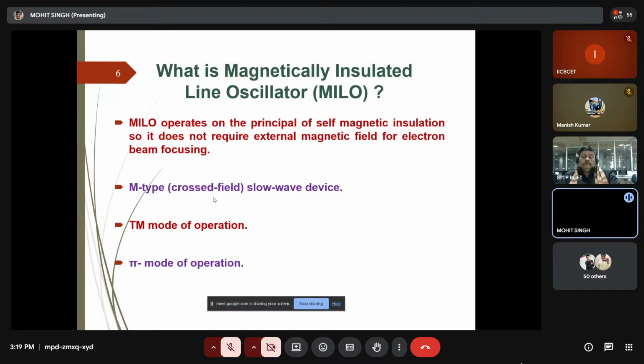It operates in TM mode, that is transverse magnetic mode, and pi mode of operation. Also, I will discuss what is the meaning of pi mode operation. Later on, in the upcoming slides, it is discussed what the pi mode is, and what the slow wave devices are. Okay.